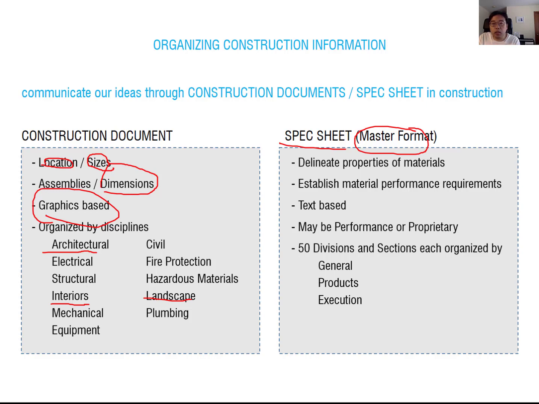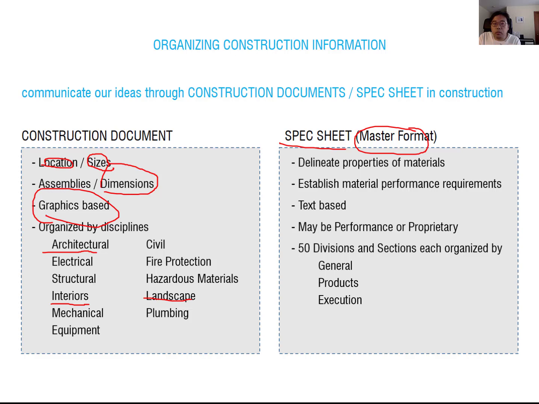Also the specification includes all the different fixtures, like your laboratory fixture, what kind of laboratory you use, and what kind of kitchen cabinet you use. All this information has to be indicated in the specification sheet. The MasterFormat I indicate is the most popular specification sheet format. It is divided into 50 divisions and sections.